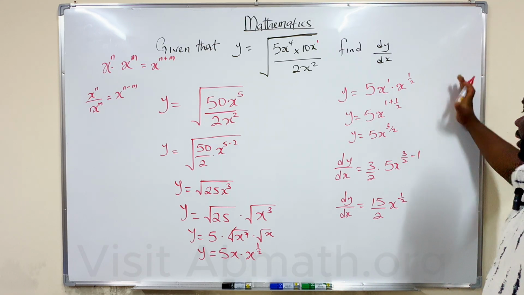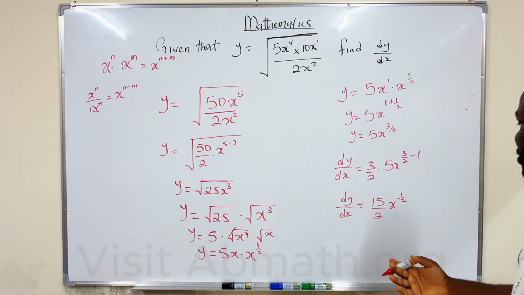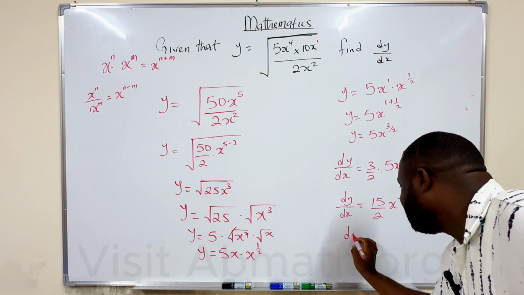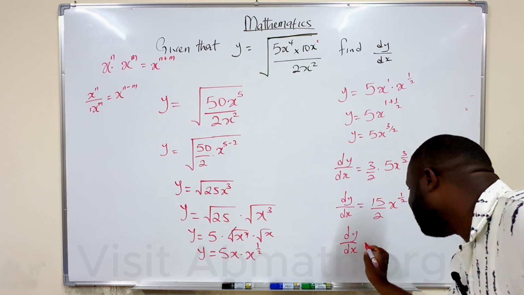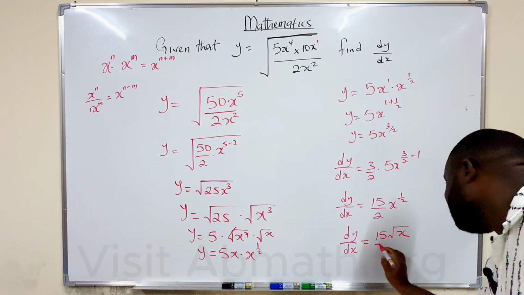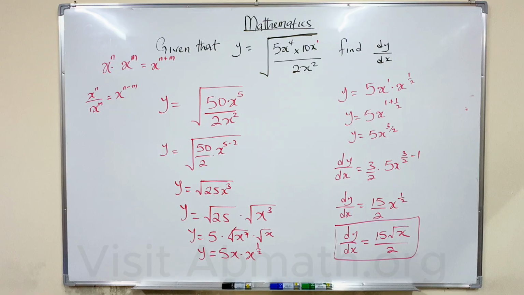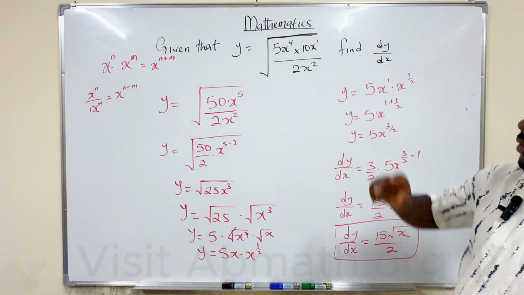So let's clean that. This is your answer, but you can still write it to look a little bit nicer. You say dy/dx equals 15 multiplied by the square root of x, over 2. So this is your final answer on how to find the derivative of this.